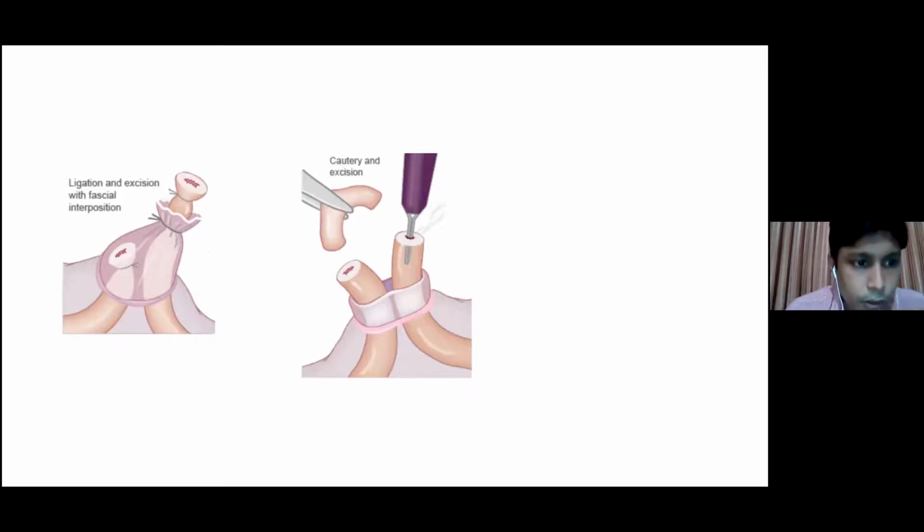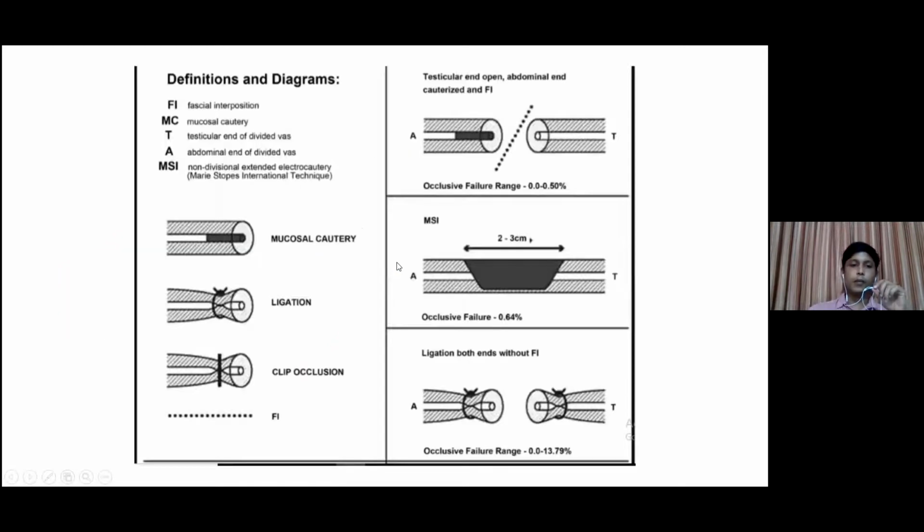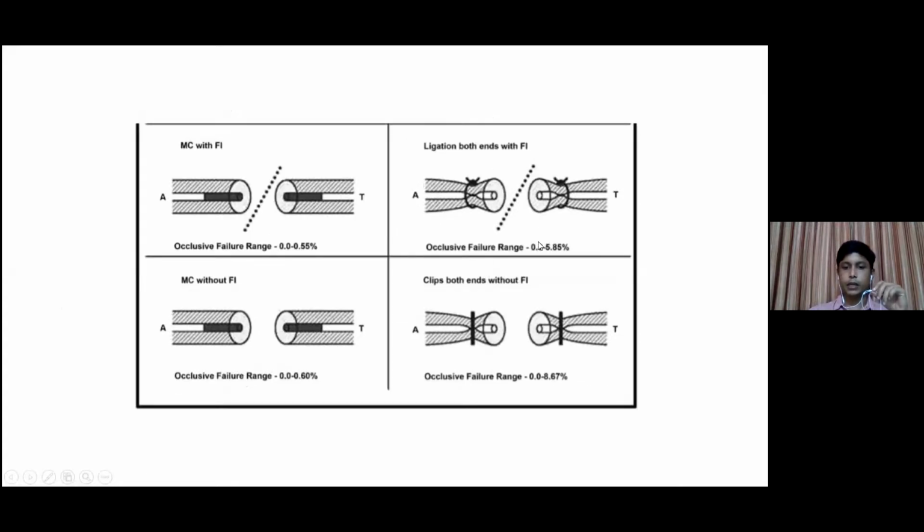These are the pictures of ligation and excision, the fascial interposition, and here we use mucosal cauterization. And here, these are the pictures showing the methods of occlusion. Here, mucosal cauterization and ligation clip occlusion. This is the Marie Stopes technique of cauterization. There are different ranges, but I think I can come to it with the guideline.